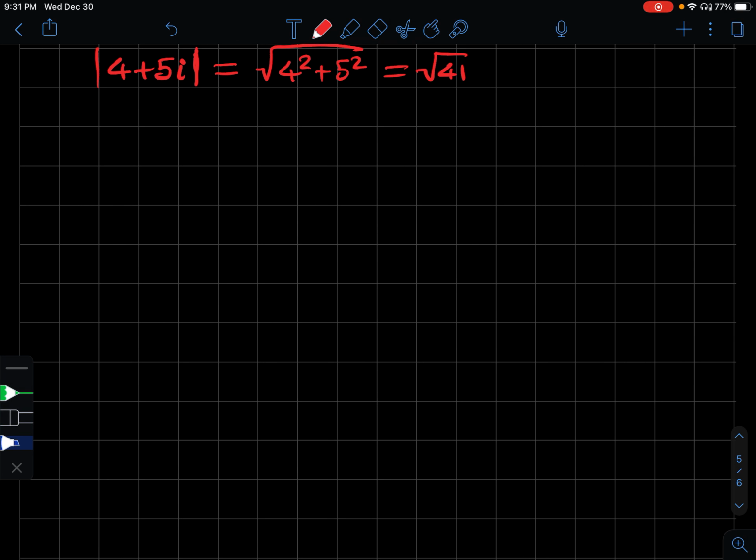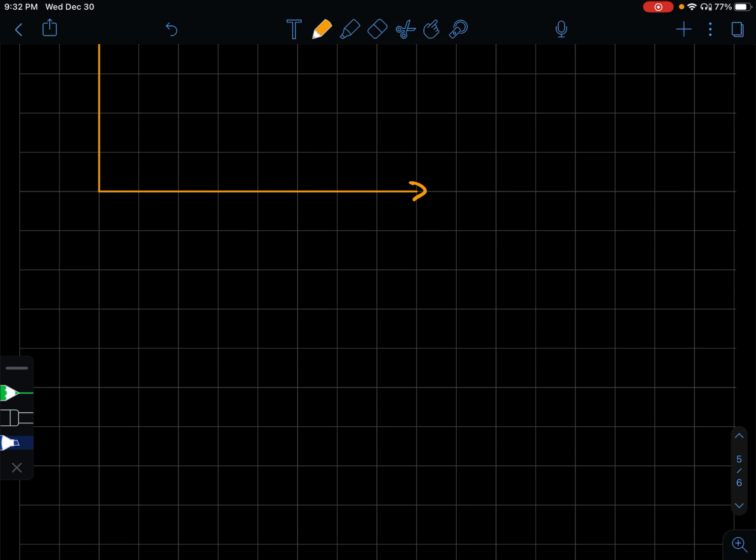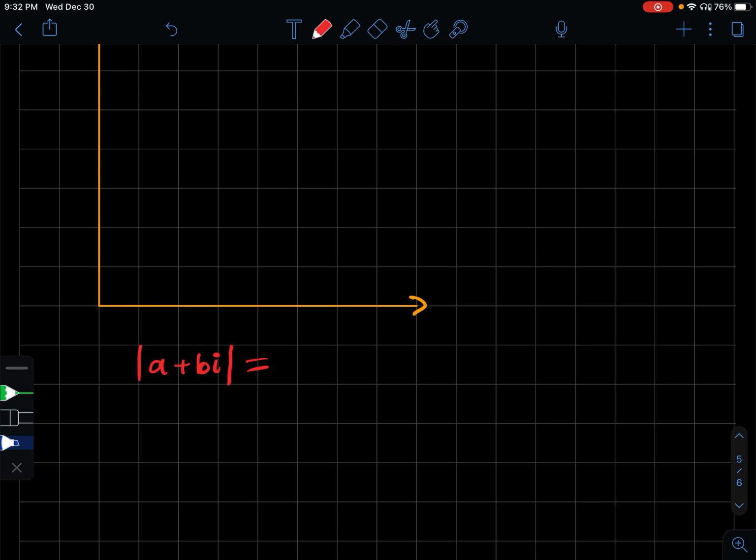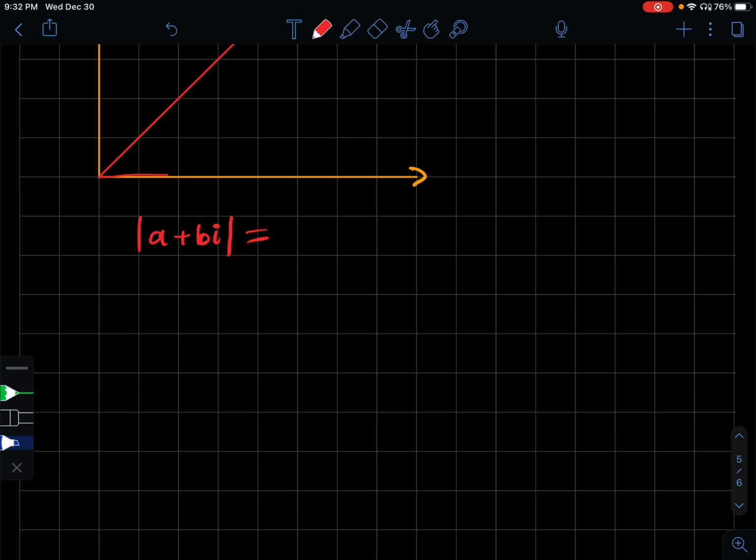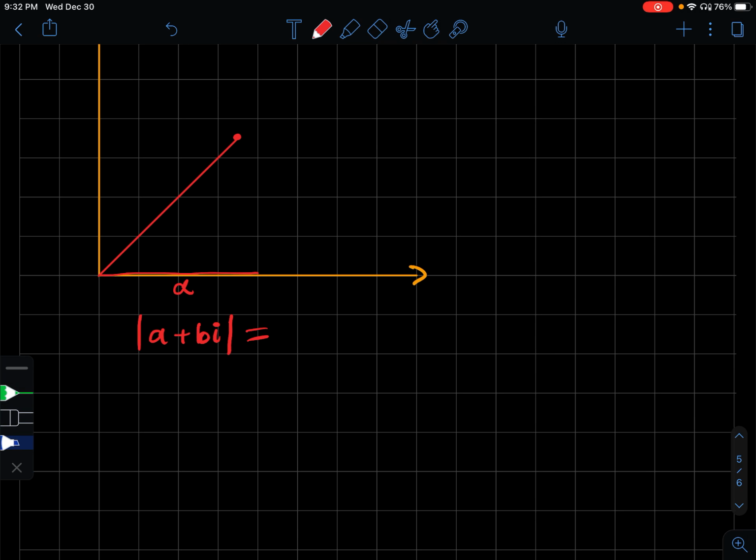So now if we take a number a plus bi in general, let's draw these graphs again. Now we have a new problem here. What is the magnitude of a plus bi? What is this answer? Well, we can construct a similar problem, but we'll choose a random point there and connect it. A is this length here, and B is the length up.